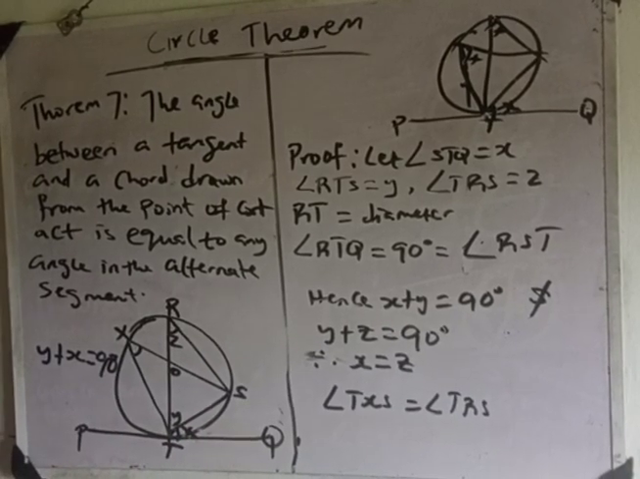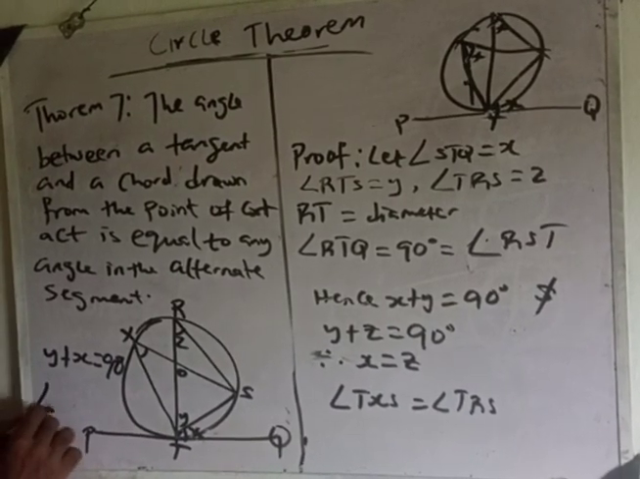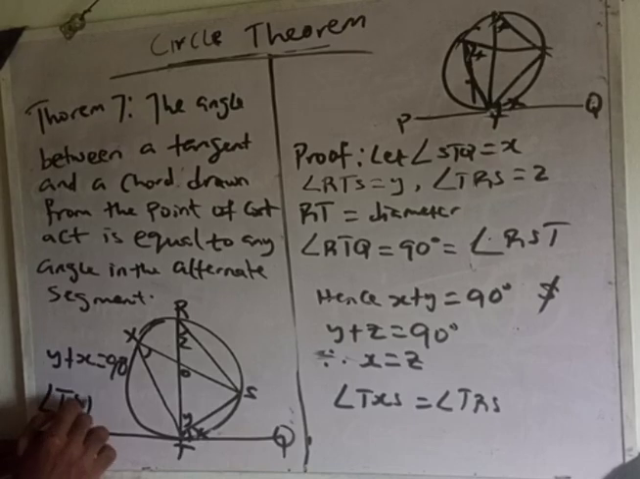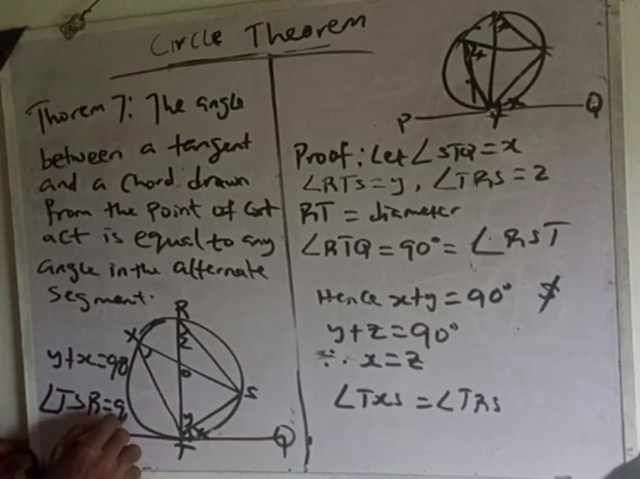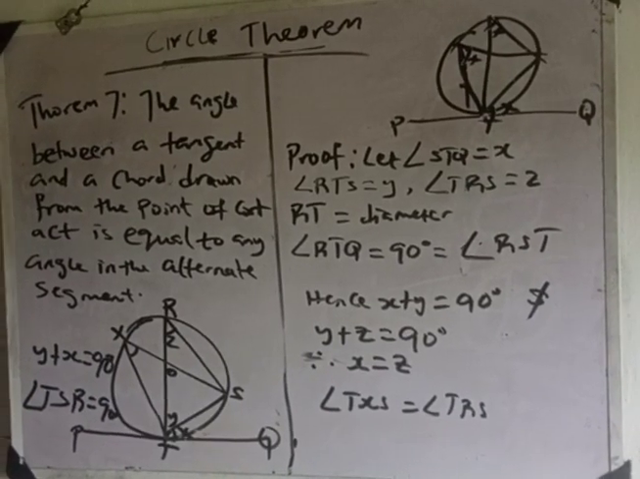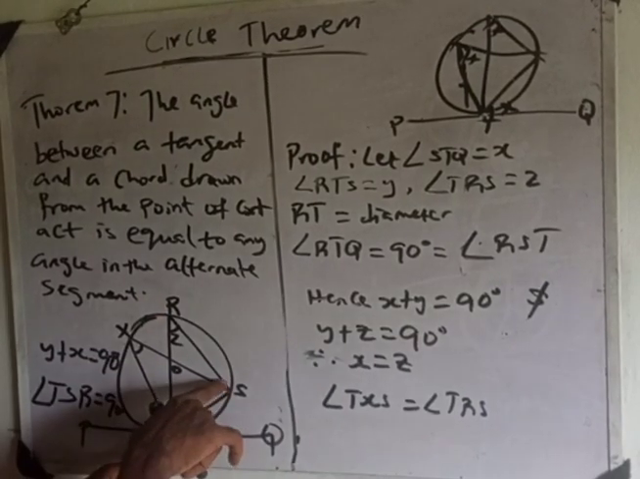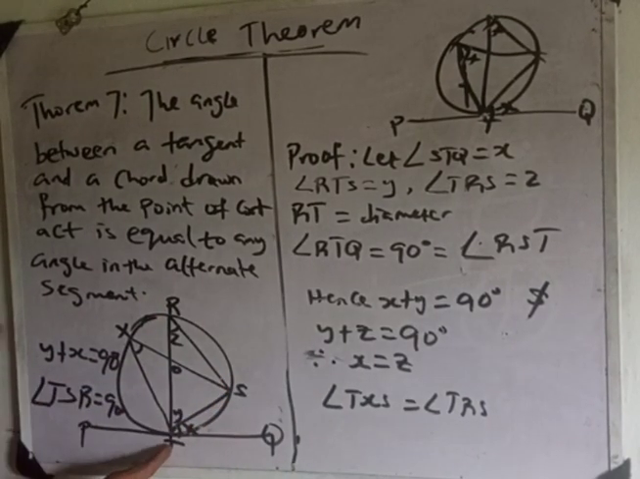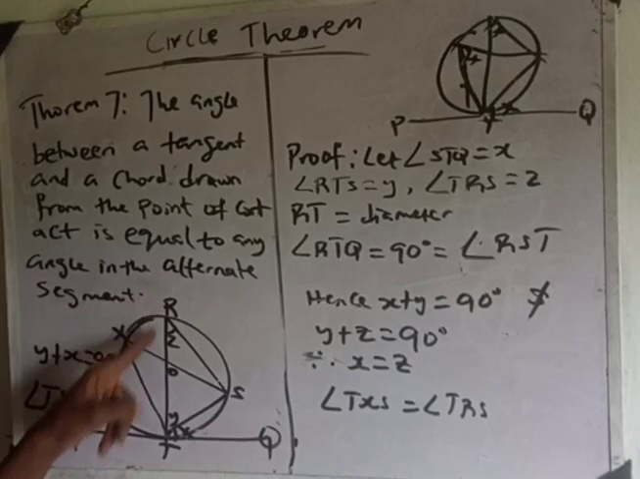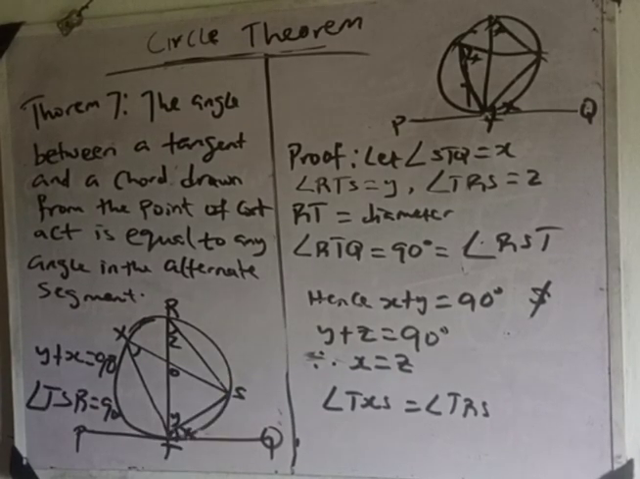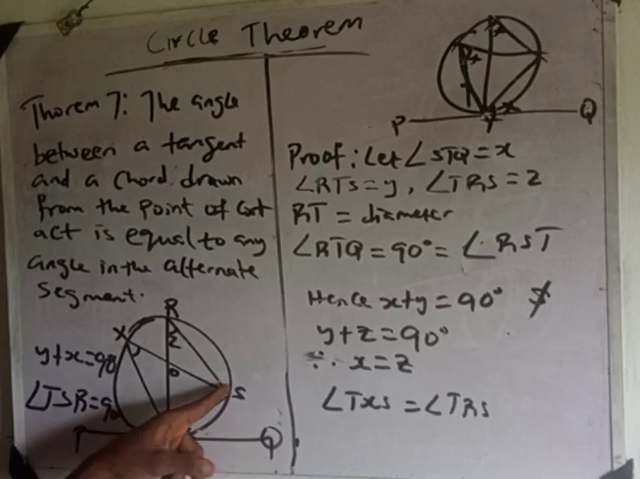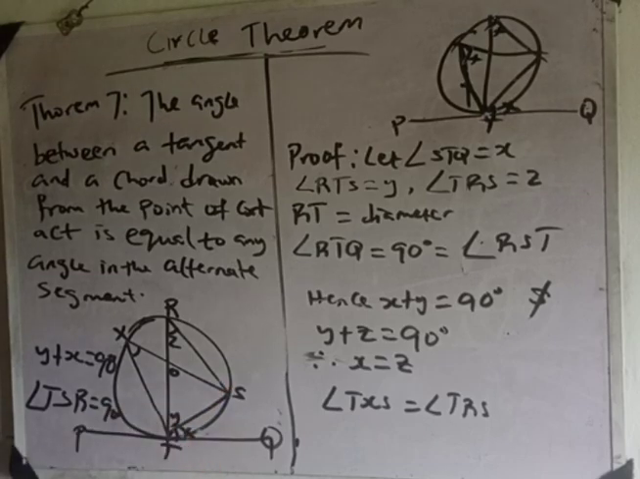But also, we know that angle TSR will also give us 90 degrees. Why? Because any angle subtended by the diameter will be equal to 90 degrees. Any angle that the diameter subtends will be equal to 90 degrees. So we have that this is 90 degrees and this is also 90 degrees. Is that okay? This is 90 degrees.